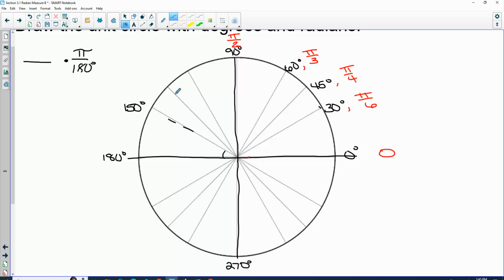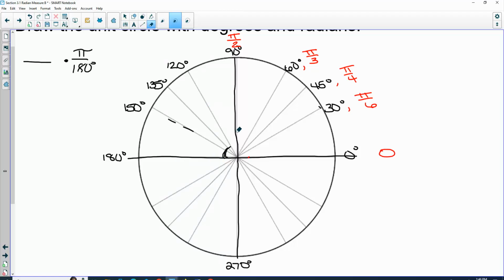Okay, the next one. This has a reference angle of 45. So if we think 180 minus 45, we get 135 degrees. This is a reference angle of 60. So 180 minus 60 is 120 degrees. And remember, those are distance to the x-axis, always. All right.